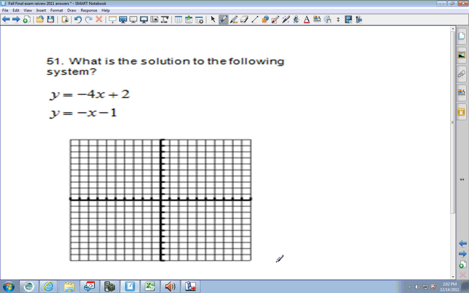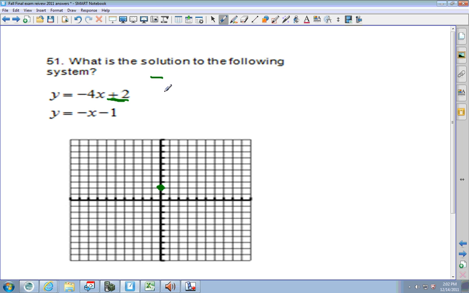Next one. It says, what is the solution to the following system? So what we need to do is graph the first equation. The first thing you do is graph this y-intercept. So I'm going to go up here to 2 on the y-axis and put a dot. The slope is -4. How does that tell you to move?